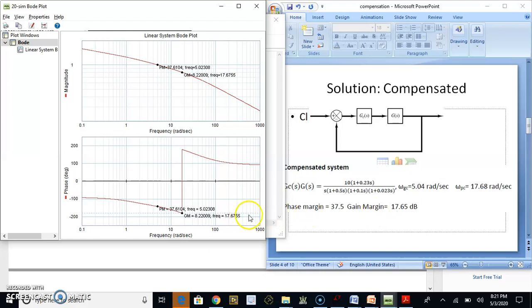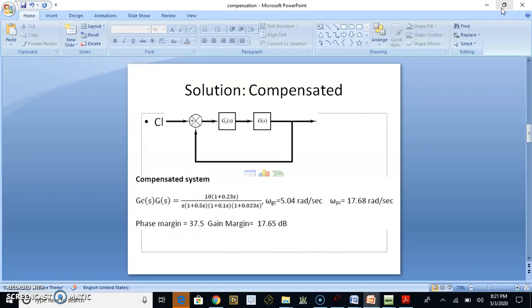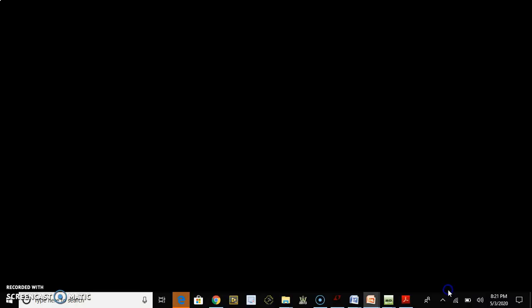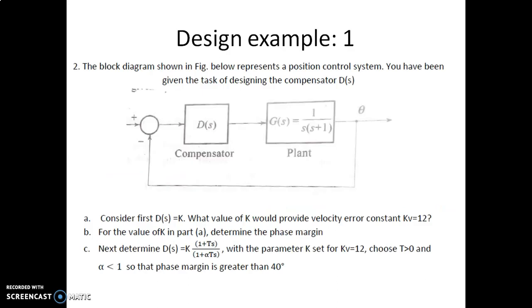So it is very close to whatever gain we got in calculation. This way we are able to get the phase margin and gain margin before compensation, that is, the uncompensated and the compensated network. So let us move on to the next problem, a slightly design-oriented problem.